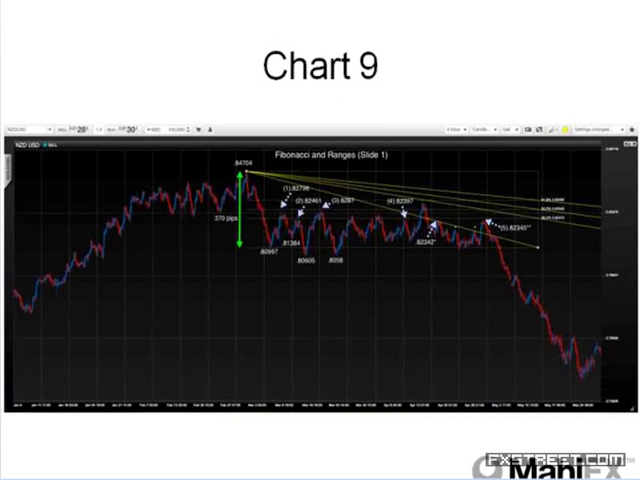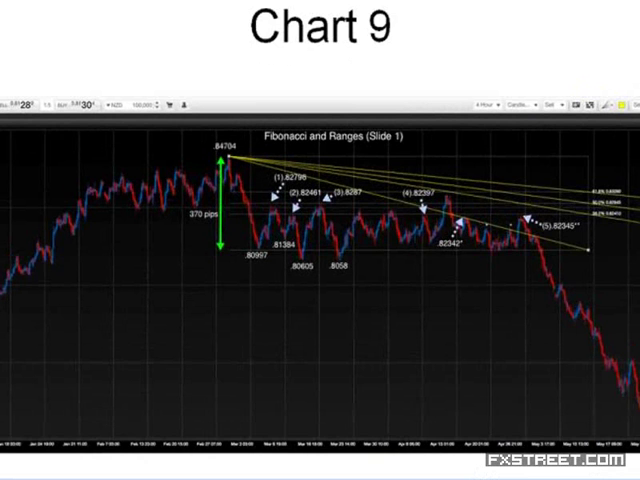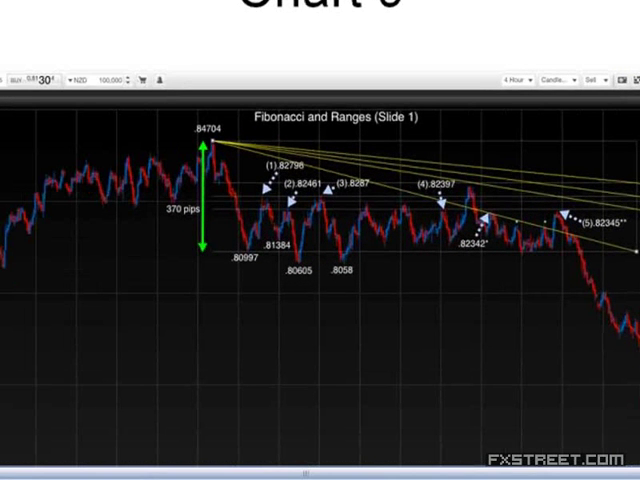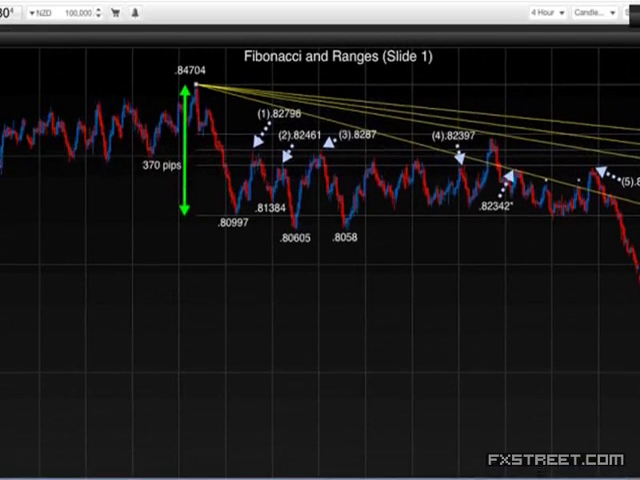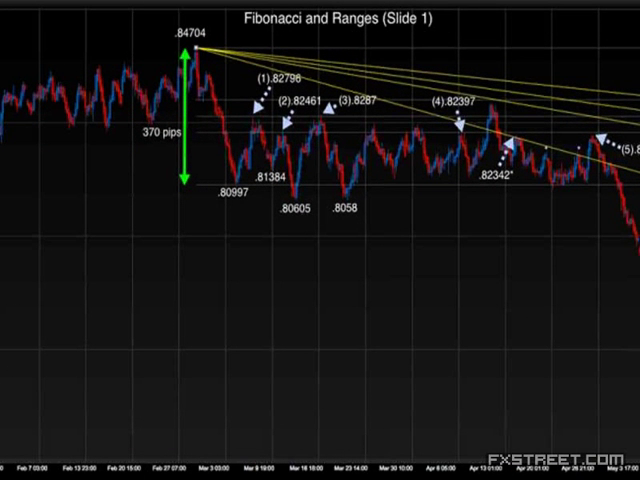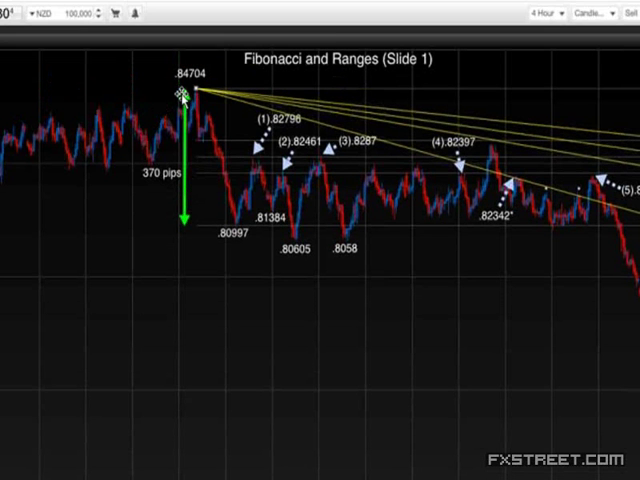So we're going to look at some slides now. Bear with me here. Maybe small, I'll just increase size. Now this is the same ranging period in the Kiwi. Now ignore the fan lines. We're actually looking at the retracement levels here, the 38.2, the 50 and the 61.8 from this move down from the high here at 84.70 to this major swing low around 81.